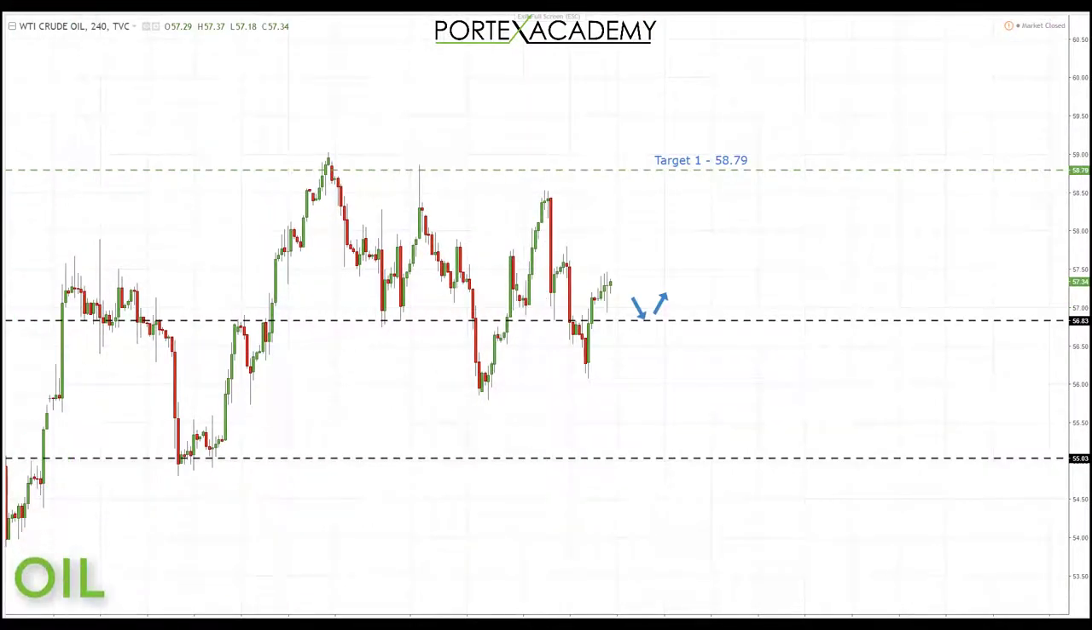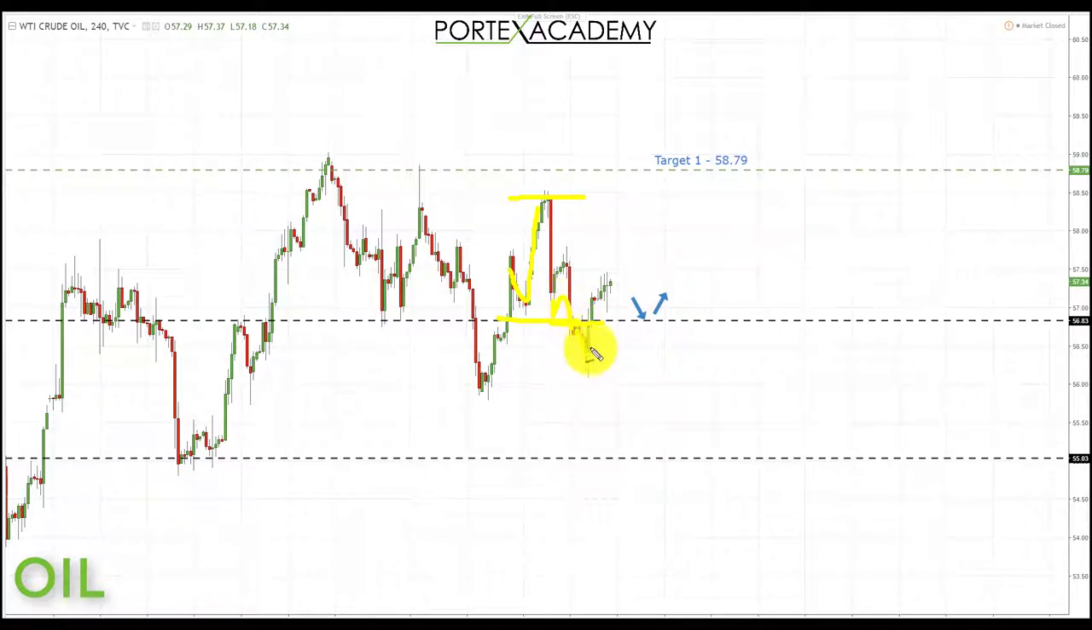Next, we have oil. Now, last week, we started the week just above the 56.83. We were looking for a pullback and a continuation up towards the target here of the 58.79. Now, we did get a pullback and a continuation, but as you can see, once we got up to the 58.50 area, we just capitulated to the downside. And we came back and we tested this area, and you can see we actually tested it quite deeply. In fact, it started to break through and fail as support.